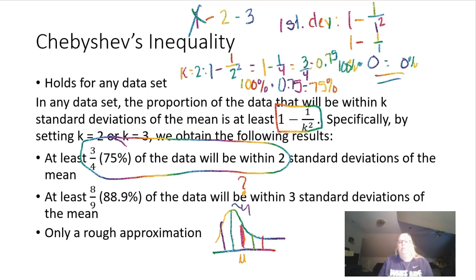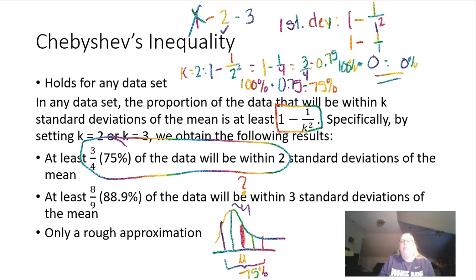3/4, or 75%, of the data is going to fall within 2 standard deviations. So in our picture, that means between here and here, we can be relatively certain that 75% of the data is going to fall inside those 2 deviations there.